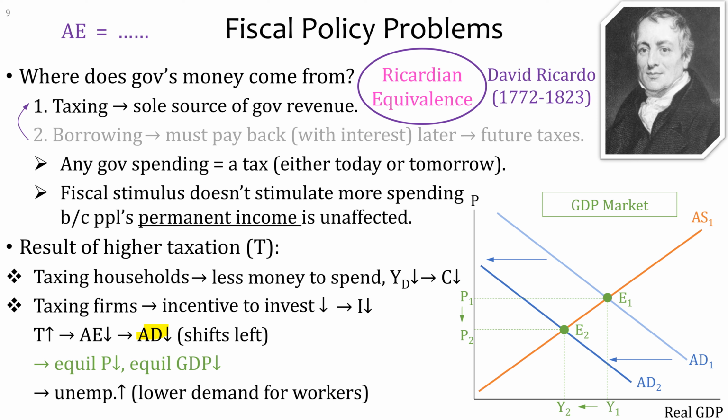Okay, so pause here, record the slide number, make sure you write down the Ricardian equivalence and permanent income, some notes on that, and use your own words.